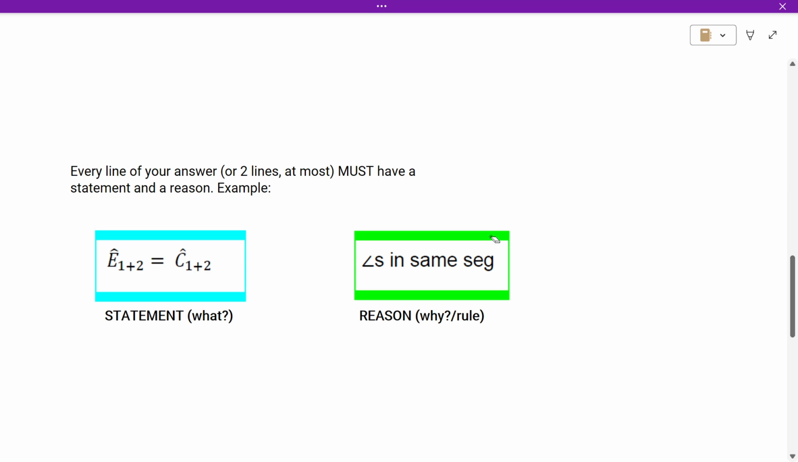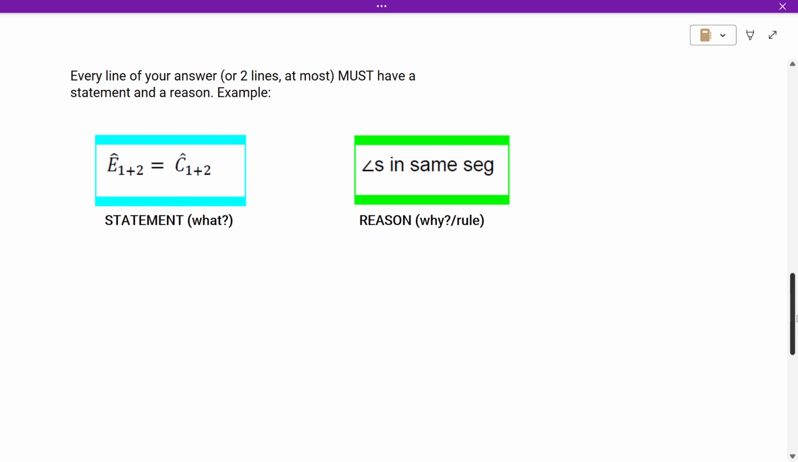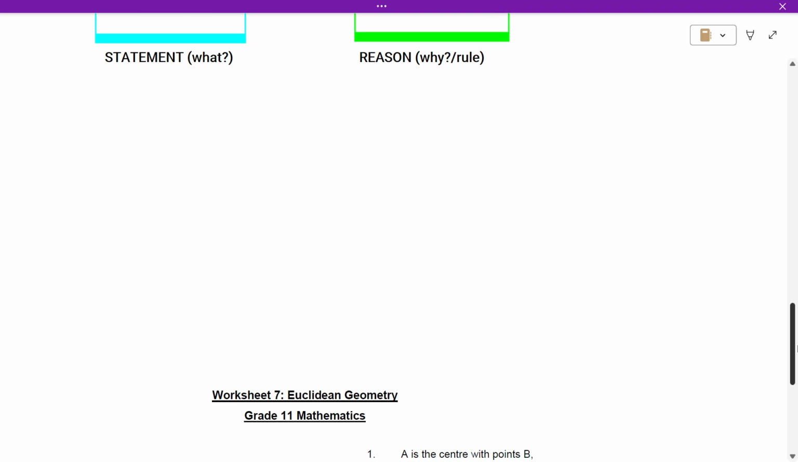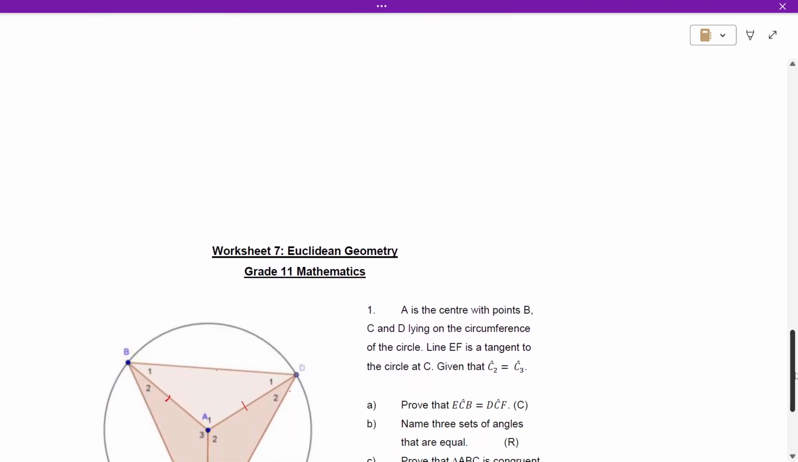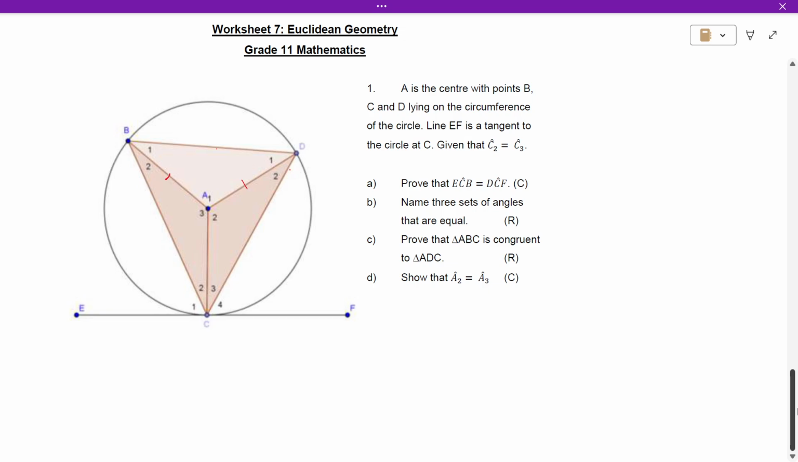Notice that this is also shorthand for the original or full statement, the full statement being angles in the same segment. But you can also, and I would recommend that you get familiar with the different types of shorthand that you can use to save you some time when you're in that time crunch in a test. Okay, so that's it. Statement and reason. Make sure that you have those every two lines, but every line if possible.